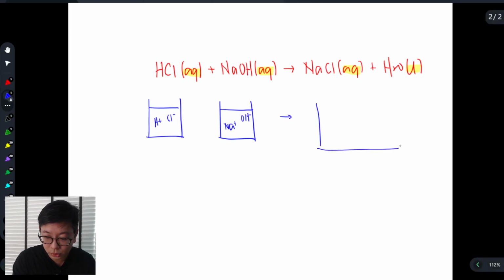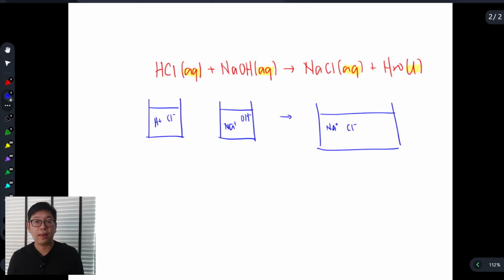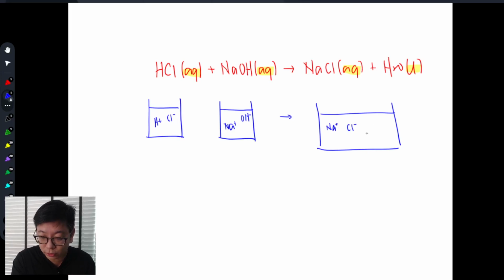at what happens. It ends up with sodium chloride, and because it's in an aqueous state, sodium chloride will ionize to form sodium ions and chloride ions. And we have water, and if you recall from chemical bonding, water is a simple covalent molecule which looks like that.